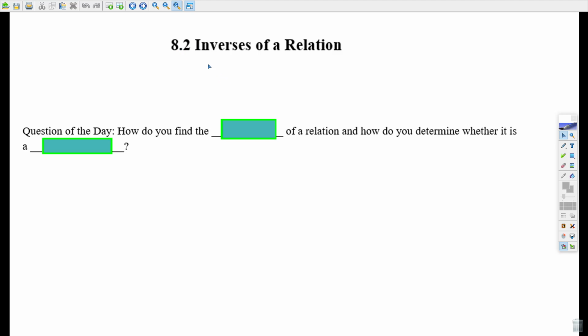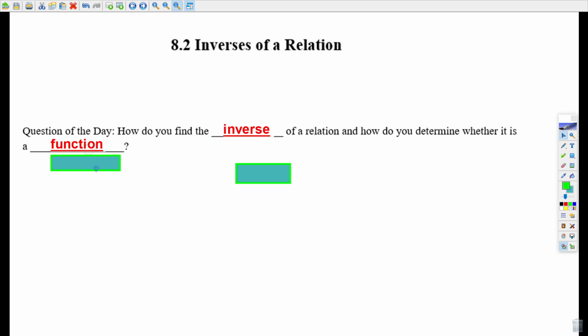The next section is a little bit different than the first, but at some point they will kind of overlap each other in section 8.3. But this is kind of a completely different thing that we're going to be talking about. It's called inverses of relations. So how do you find the inverse of a relation, and how do you determine whether the inverse would be a function?